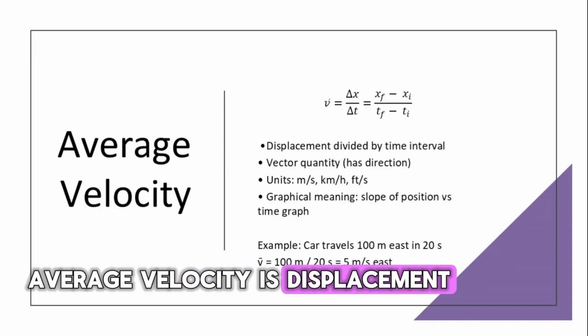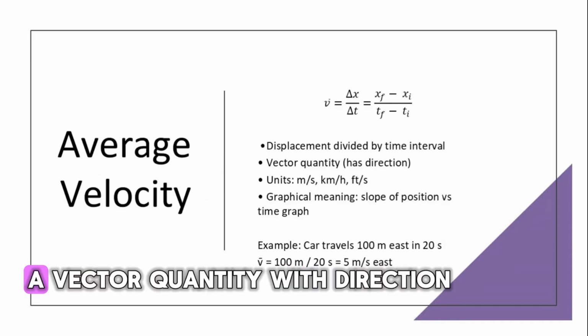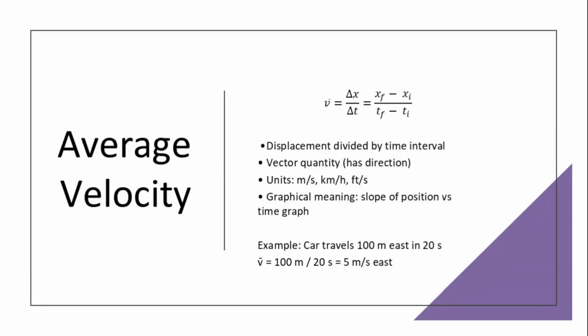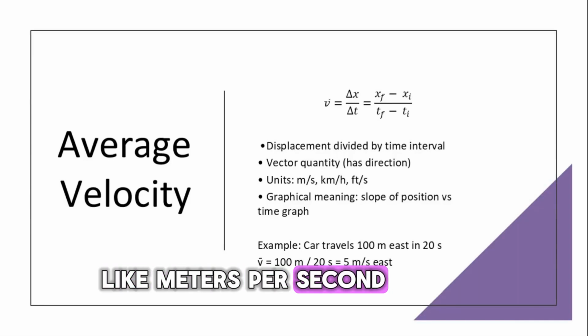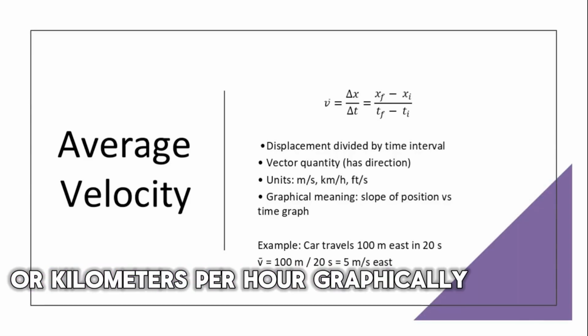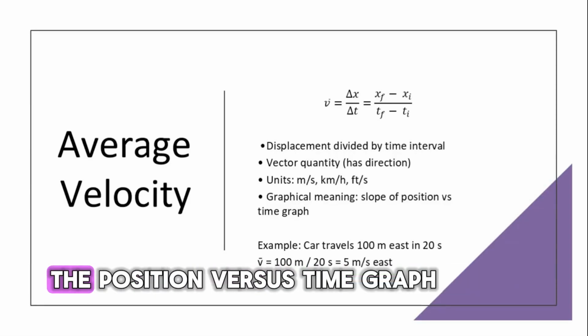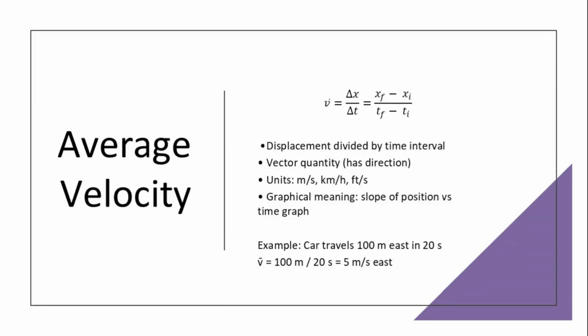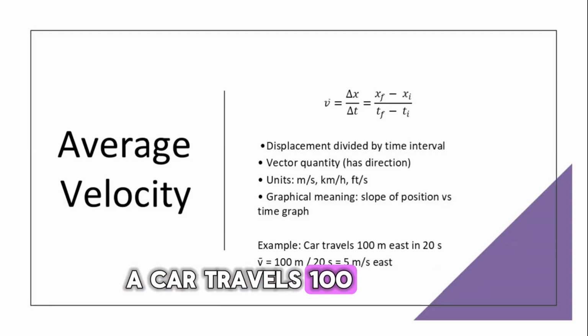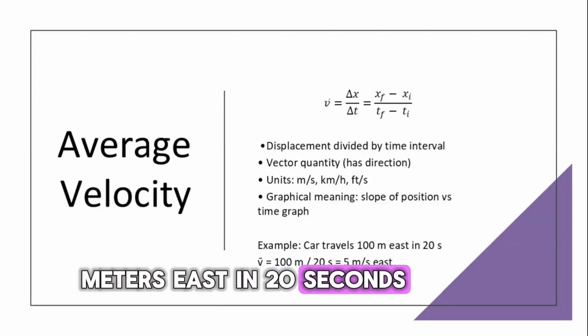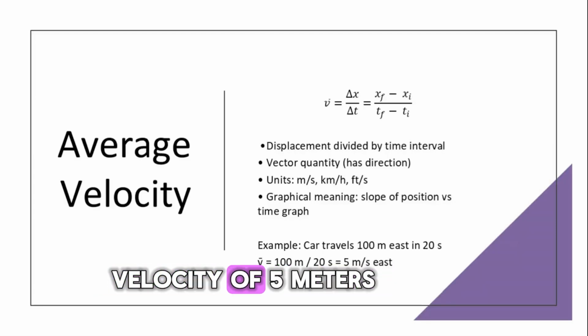Average velocity is displacement divided by the time interval, a vector quantity with direction. It's measured in units like meters per second or kilometers per hour. Graphically, it's the slope of the position versus time graph. For instance, a car travels 100 meters east in 20 seconds, resulting in an average velocity of 5 meters per second east.